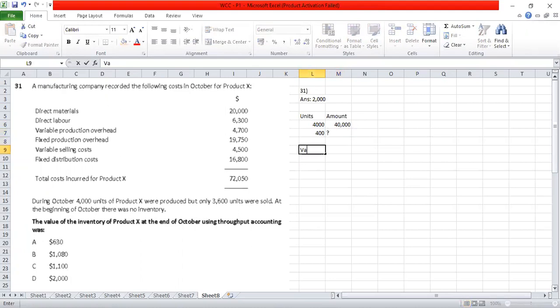So calculation would be value of ending inventory will be, take it up as 400 into 40,000. Sorry, it is 20,000, no, I'm really sorry about it. This is 20,000, so divided by 400. This is also 20,000.